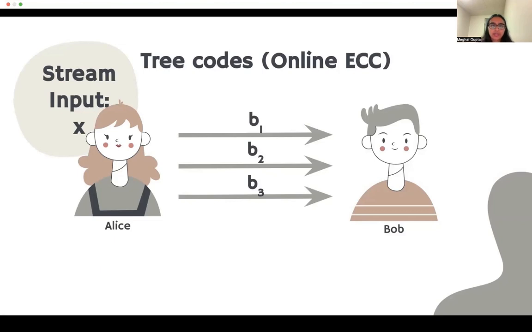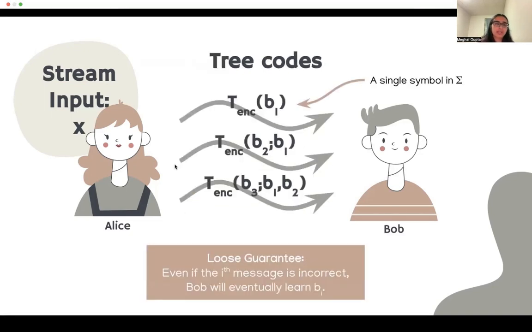So in a normal error correcting code, Alice knows all of X beforehand, so she can just encode this as ECC of X. But in a streaming problem, the first bit that Alice sends is only allowed to depend on B1. The second bit is only allowed to depend on B2 and B1. The third bit is only allowed to depend on B3 and B1. Formally, you need something that looks like this. You need the first thing that Alice sends to depend on B1, the second thing to be an encoding of B2 that can depend on B1, but not on B3 and so on. And then you need to do something like this.